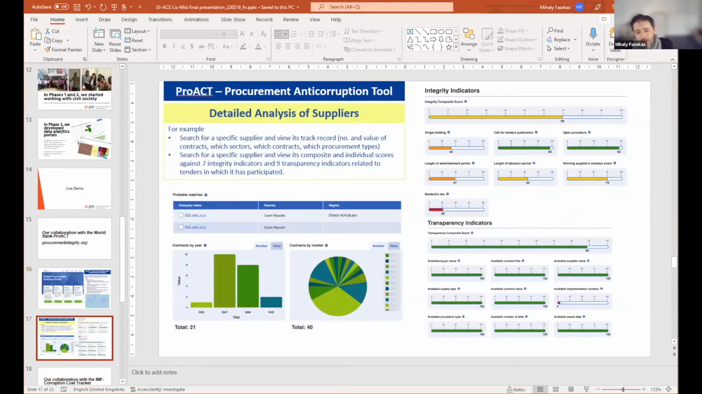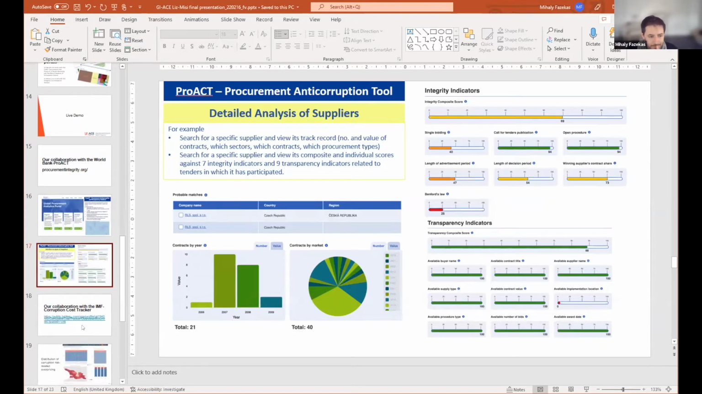And then the focus is also integrity and transparency in this portal, but the range of indicators is somewhat different because we wanted to have a range of indicators which are more or less comparable across countries. So really, you can make meaningful comparisons along the same dimensions across countries, across markets, across time.